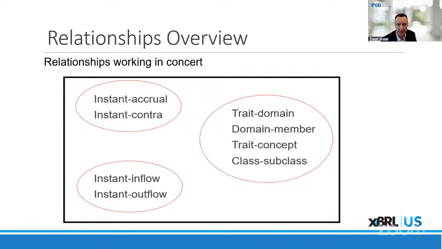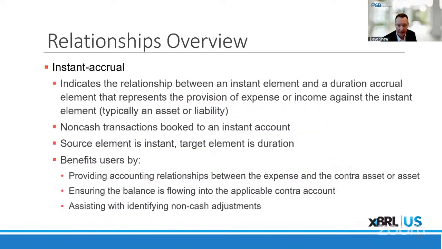So the first one up to cover this afternoon is the instant accrual relationship. And so that is the relationship between an instant element and a duration element that's an accrual. So the provision of expense or income against the instant would be typically an asset or a liability. And so that accrual would be a non-cash transaction that's booked to an instant account. And so for this relationship, the source or parent element is instant, and the target or child element is the duration element within this relationship.